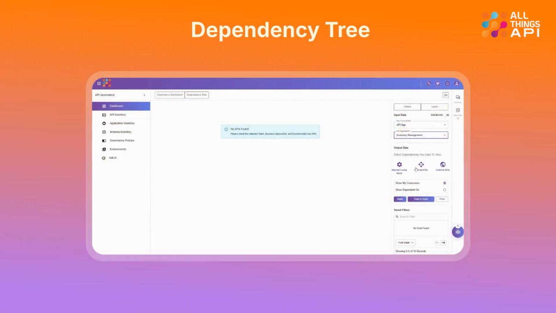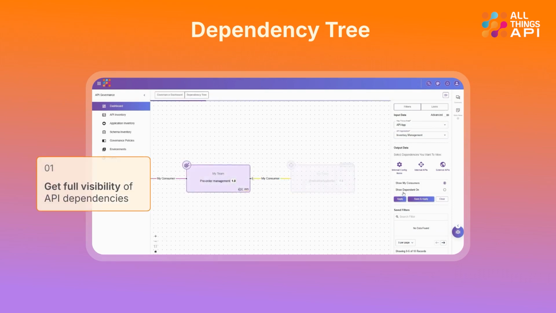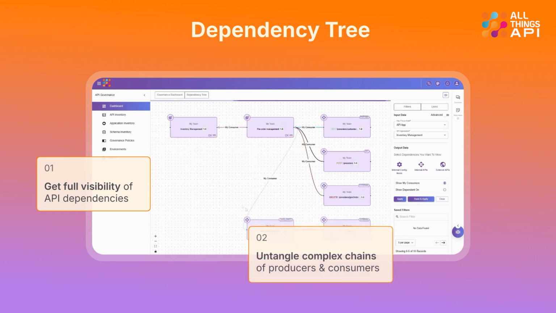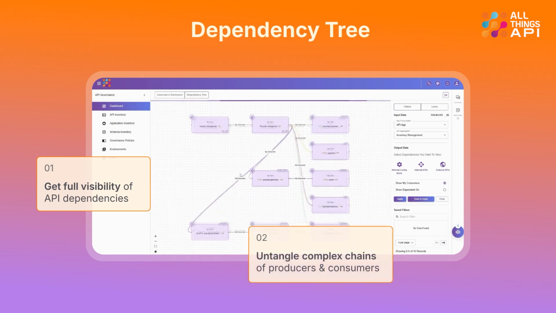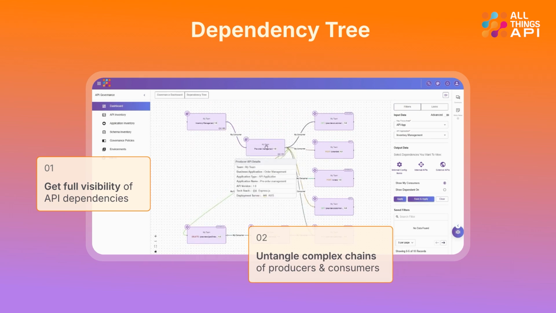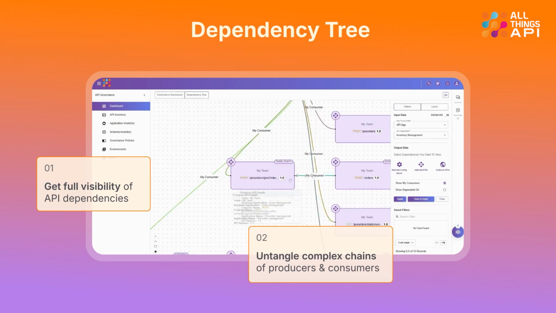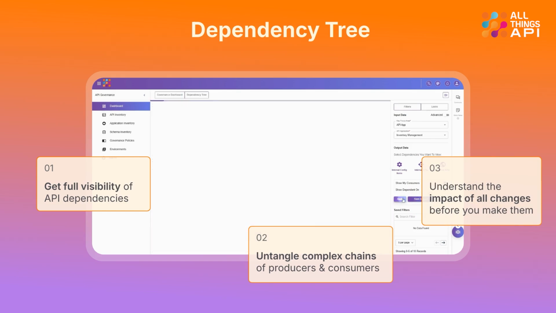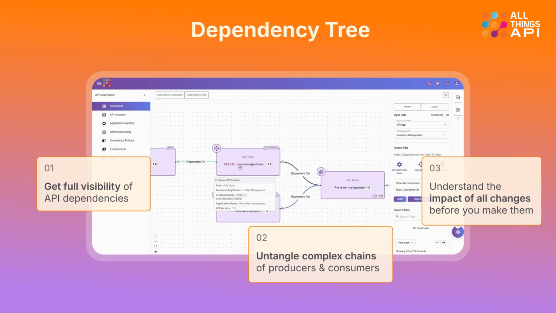ATA's dependency tree will never let you be blindsided by sudden API changes anymore. One overlooked dependency can derail entire projects. But our dependency tree visualizes every producer and consumer relationship, revealing even the most complex dependency chains in seconds. With ATA, you see exactly how your API changes will impact other teams before they come into production. That means every API update is well coordinated, risk-free, and delivered with confidence.